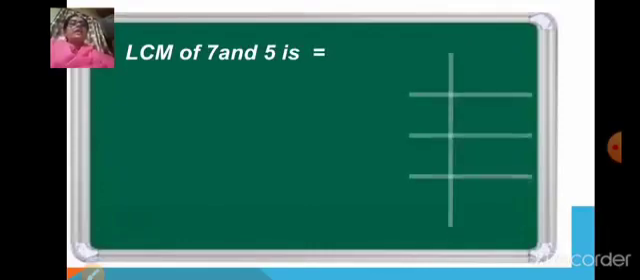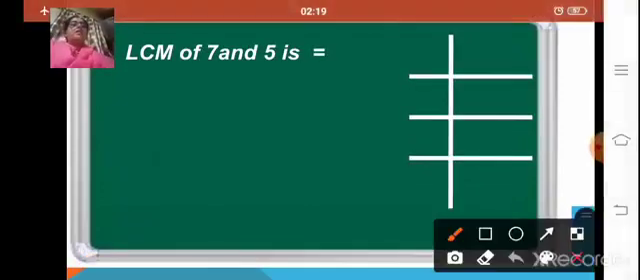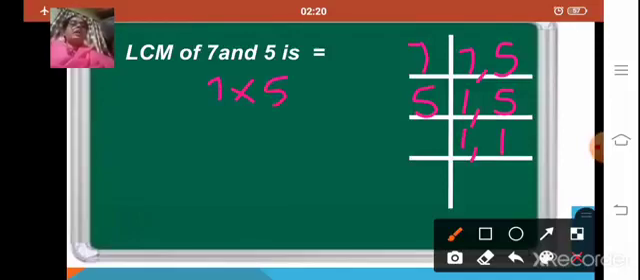So first we will take the LCM of 7 and 5. Now 7 is divisible only by the number itself, 7 1s are 7. 5 you will write as it is. 5 is also a prime number, so 5 1s are 5. So the LCM of 7 and 5 is 7 into 5, that is equal to 35.